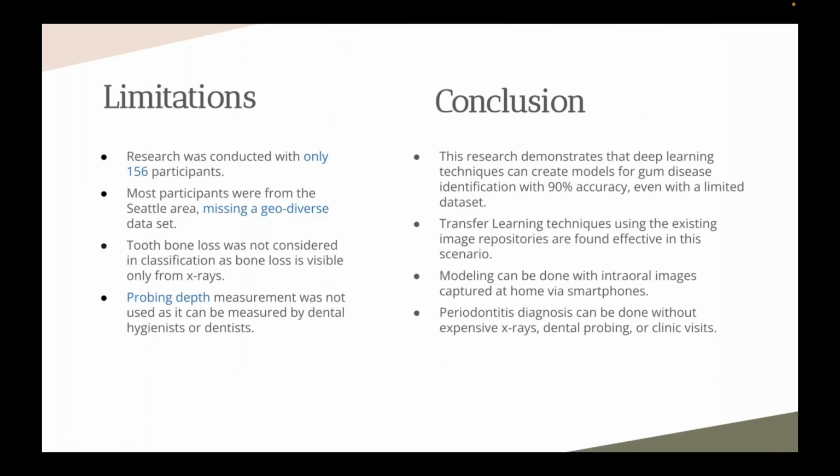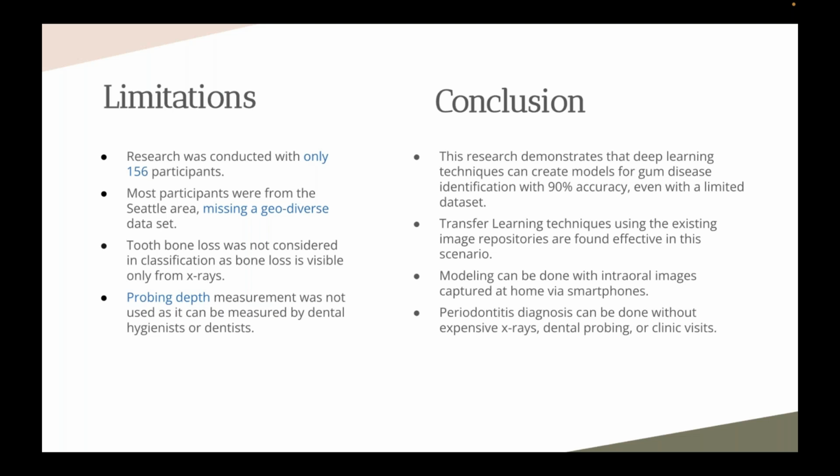So some limitations were that it was only conducted with 156 participants. I would like to have more participants in the future. And most of these participants were from the Seattle area, so it was missing a geodiverse data set. Obviously, tooth bone loss and x-rays were not included into classification because you can only measure that via x-rays, and probing depth was also not measured as you need a dentist for that.